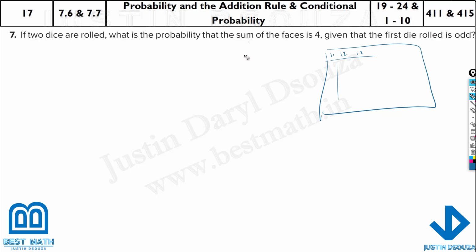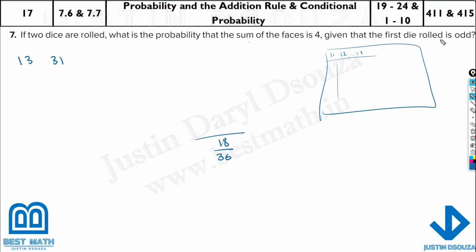So what will give you 4? It's either 1 and 3, so 1,3. 3,1 is also going to give it. And given that the first die rolled is odd, now here there is a very important thing. If you are rolling the first die odd, what are the total possibilities? Out of 36, it's only half of it. 18 out of 36. That's the first condition.